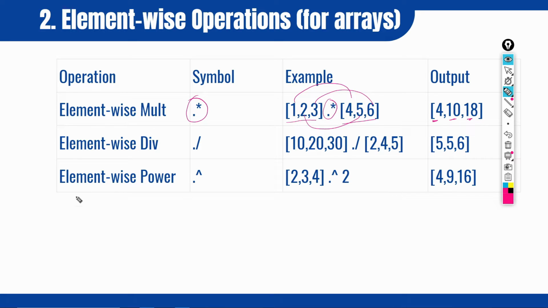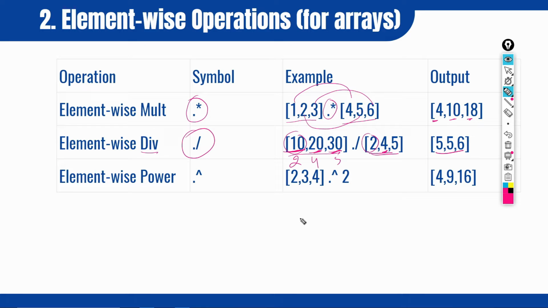And in the same way, if we have element-wise division, we are using this symbol, and this is the first array, this is the second array. We want to divide 10 by 2. The meaning is that when we do the element-wise division, this first element will be divided by 2, and the second element, 20, is divided by 4, and 30 is divided by 5. So after division we will get a new array that will be 5, 5 and 6.